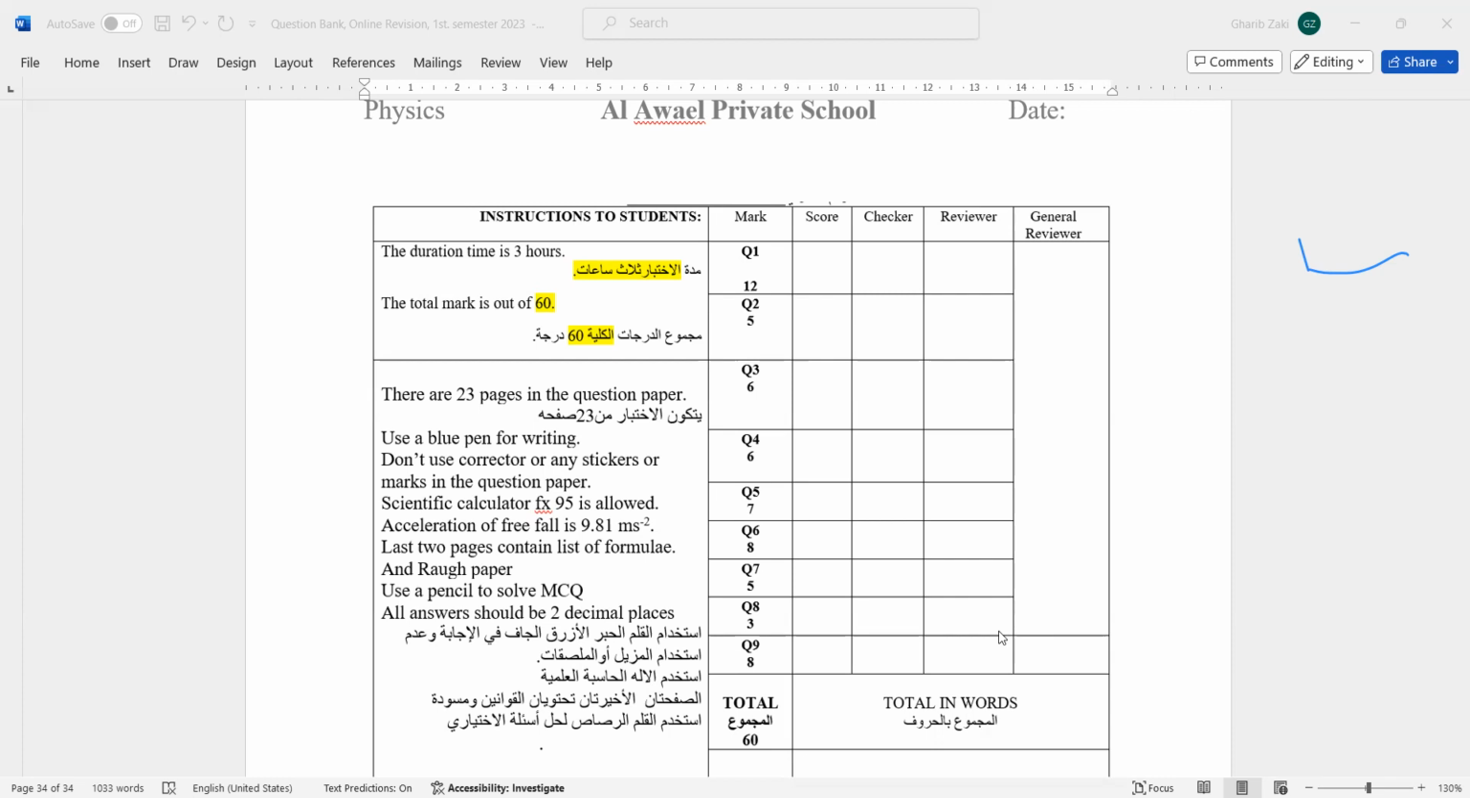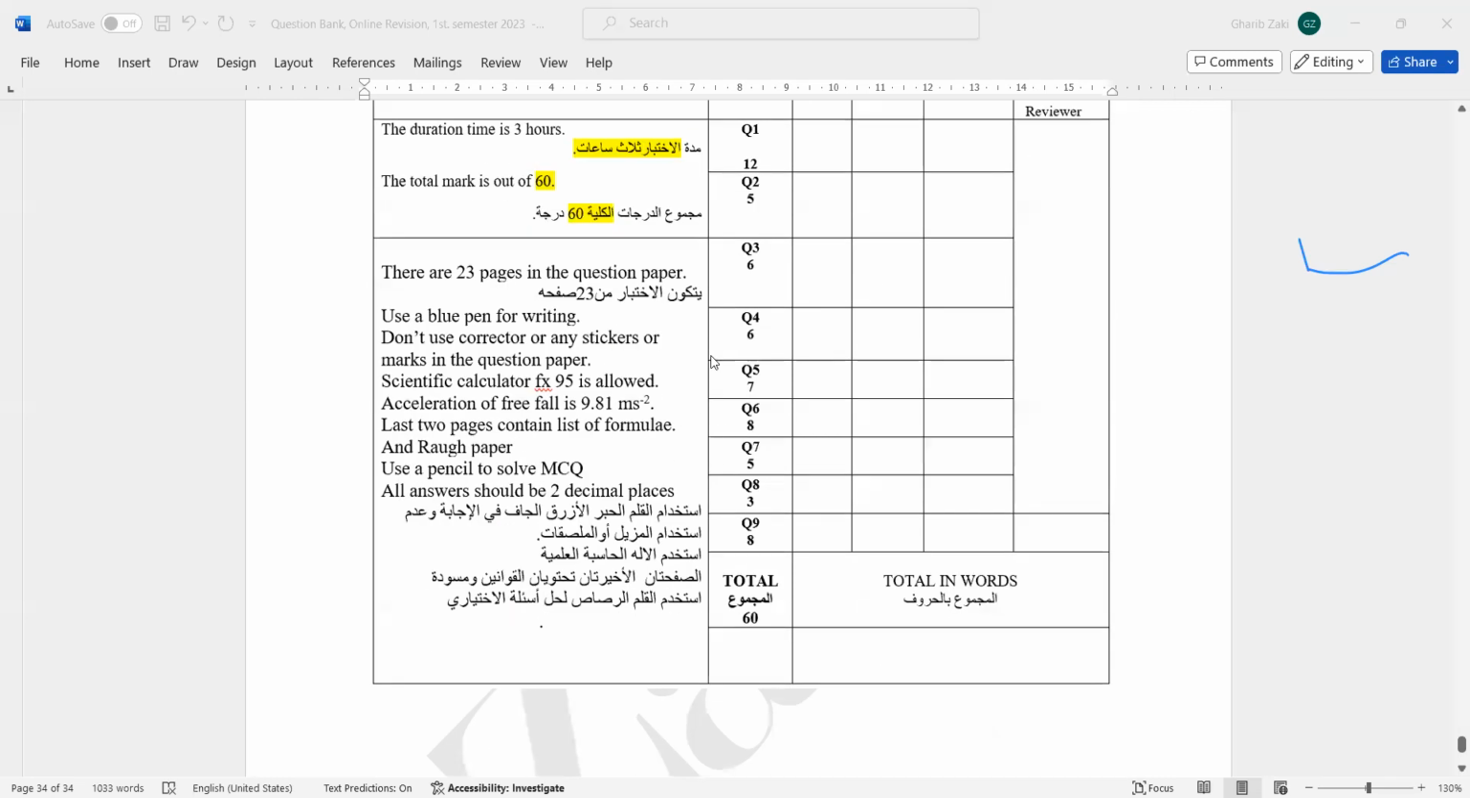The exam has 23 pages. Do not use the corrector. Use the scientific calculator, FX95 is the only one allowed. Also, the acceleration of free fall is 9.81 meters per second squared. Use the pencil to solve MCQ. Again, I repeat, do not use the pen in MCQ.